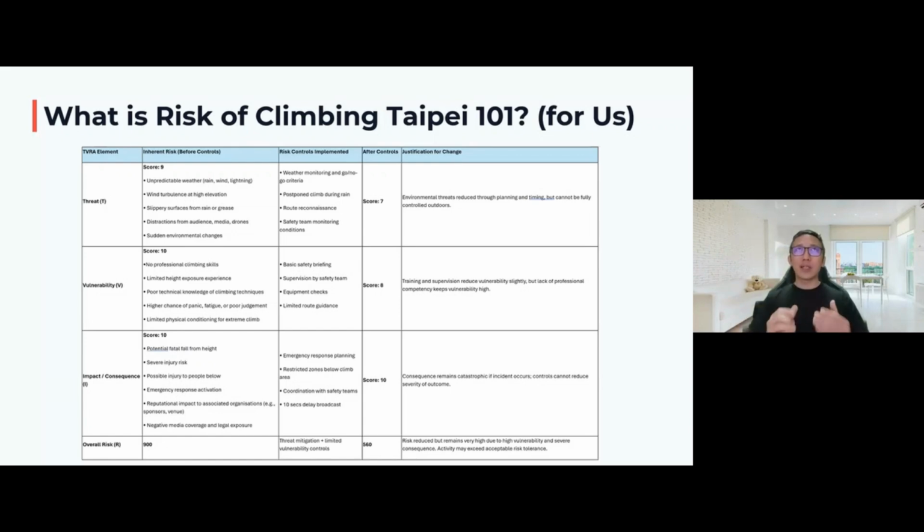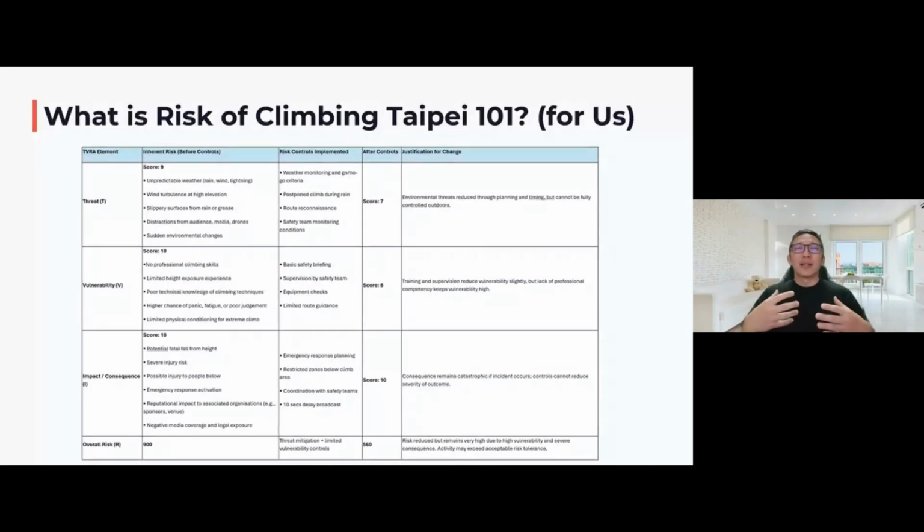But if we change the situation a bit, where the risk control includes the use of a safety harness, then this may change. For example, the impact. I would think the impact will change significantly. Instead of a score of 10, you probably will drop to below 5, because if something really goes wrong, the safety harness is there to catch you.